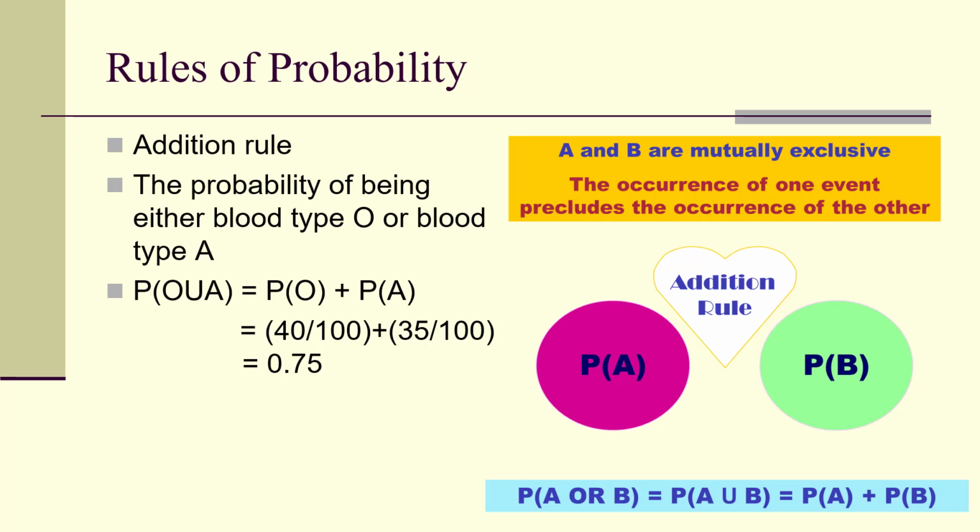The probability of having blood type O or A is the sum of the probability of having blood type O and the probability of having blood type A. Looking at the previous table, we have 40 divided by 100 for the probability of O and 35 divided by 100 for the probability of A. The sum of these two probabilities is 0.75.